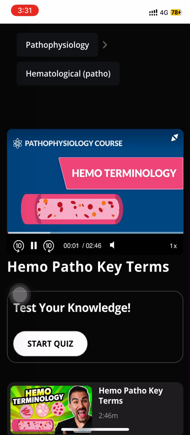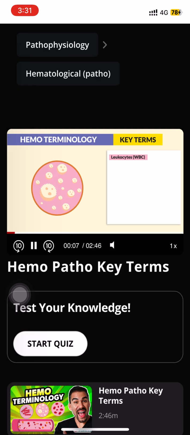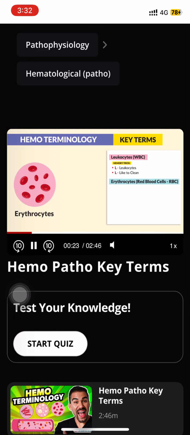Hemo terminology is the next topic. So the key terms to write down and know for exams. The first one is leukocytes, or WBCs, those white blood cells. So the memory trick, think L for leukocytes, L, they like to clean and defend the body against infection, like viruses and bacteria. The next key term is erythrocytes, our red blood cells, RBCs.